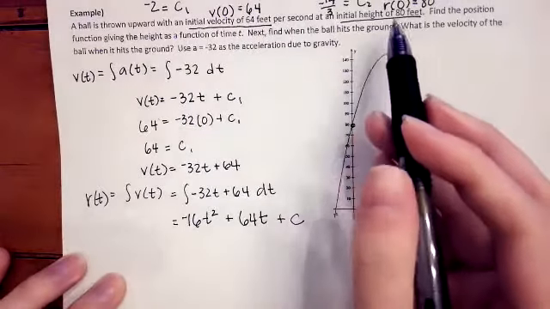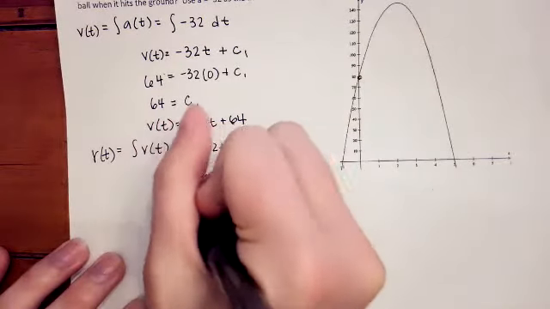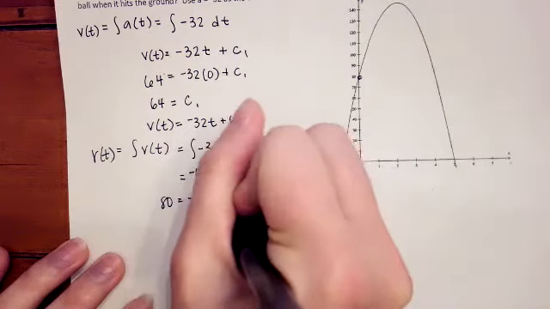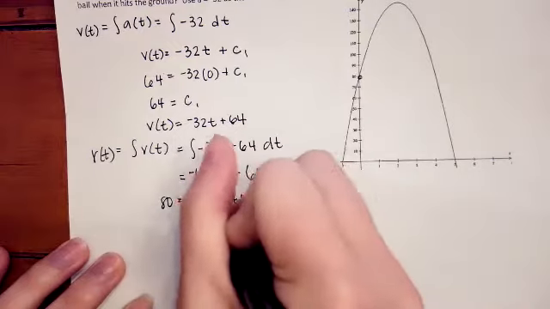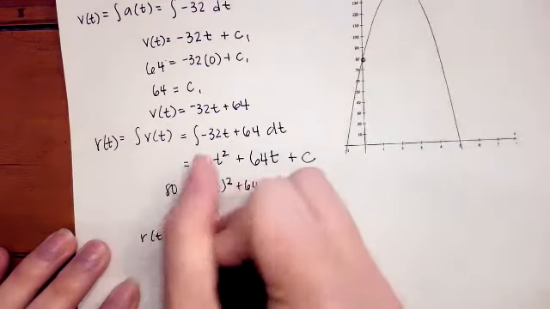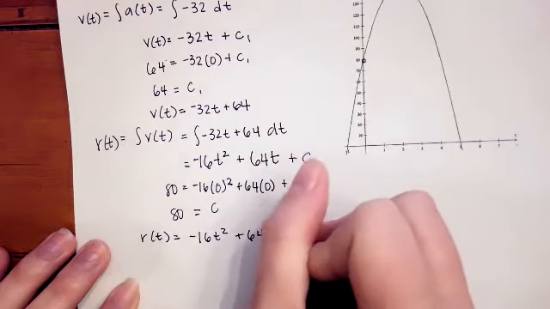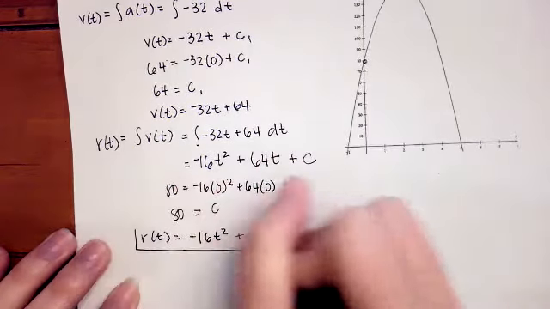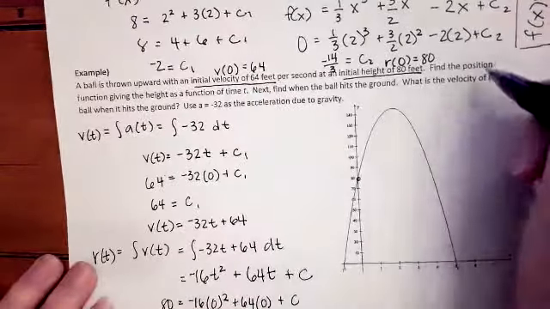Now I can use my second initial condition that r of 0 is 80. So c must be 80. So my position equation, r of t, is -16t squared plus 64t plus 80. Okay, that is the first part of my question. Find the position.